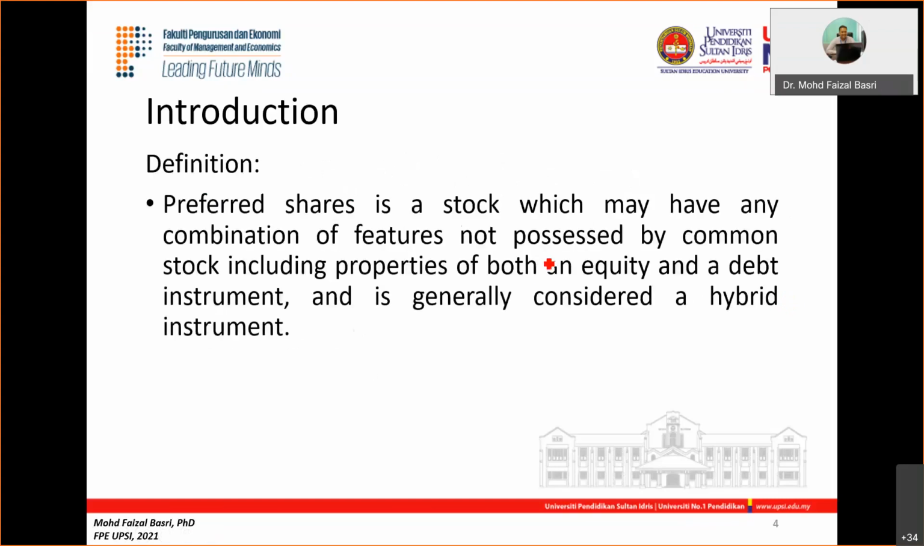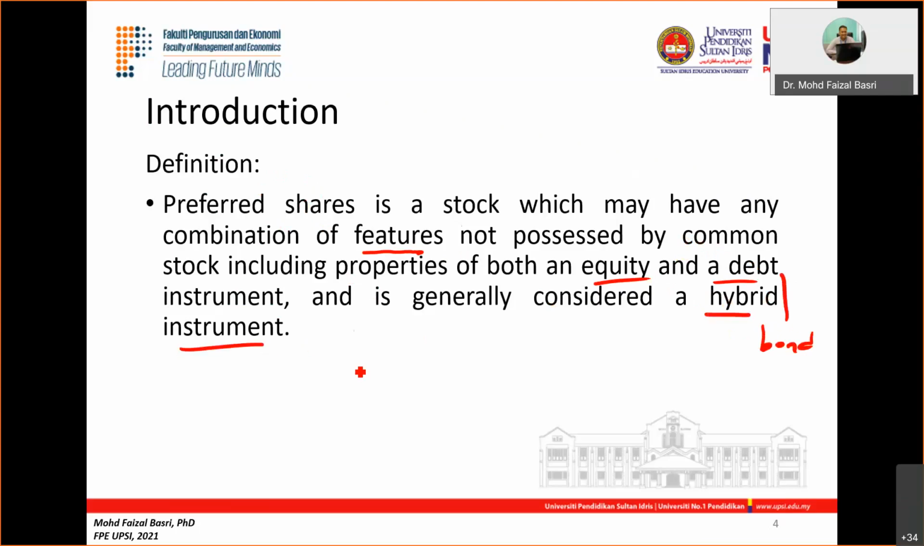By definition, preferred stock is a type of stock which possesses a combination of features possessed by both equity and also debt instrument. If you remember in our previous topic, debt instrument is referring to one of which is bond. So when we talk about preferred stocks, it is considered as a hybrid instrument.